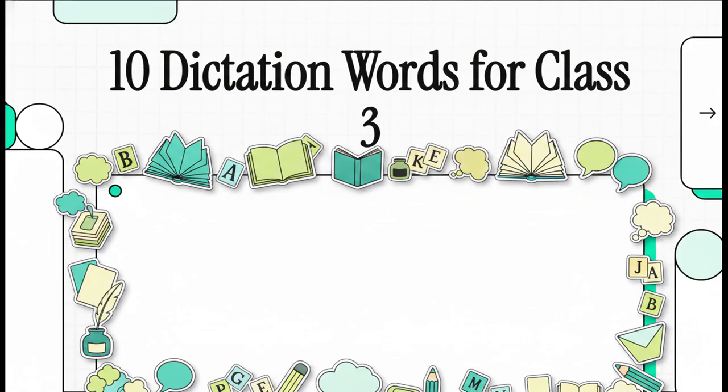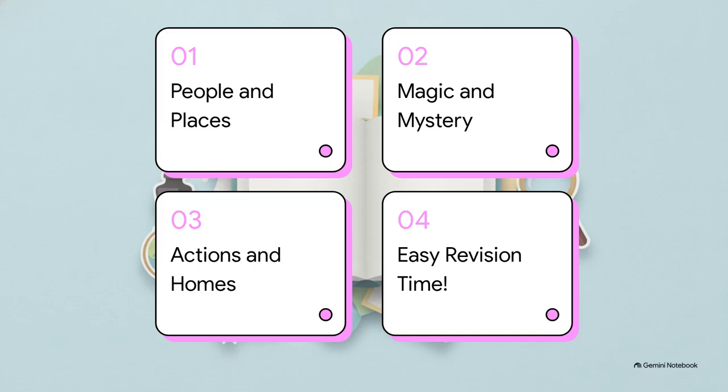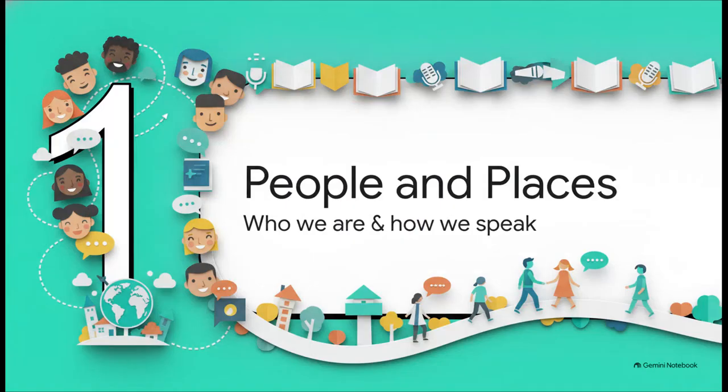Let's jump right in. Okay, so here's how we're going to break this down. We're going to take our 10 words step by step and put them into 3 fun little baskets. First up is people and places, then magic and mystery, followed by actions and homes. And finally, we'll wrap the whole thing up with a super easy revision time. All right, take a nice deep breath as we open up our first word basket.